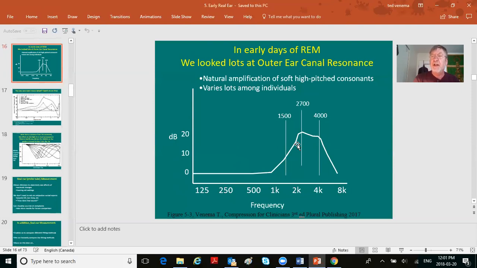340 meters divided by 0.1 meters is 3,400 hertz. But the ear canal isn't glass. It's made of flesh and bone, and so that resonance is spread out. Okay, you know the old story here. But the way we discovered all of this was by doing real ear measurement.